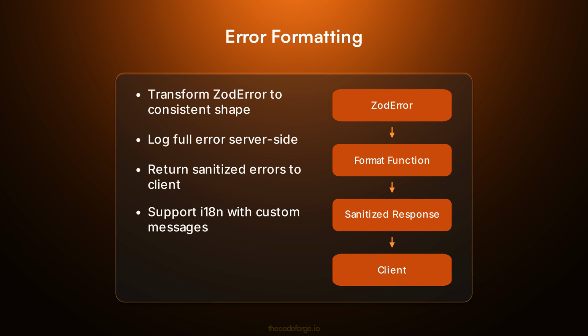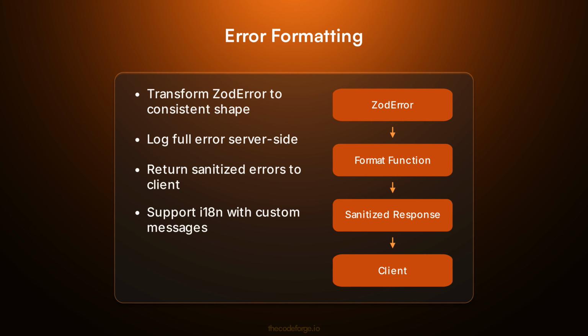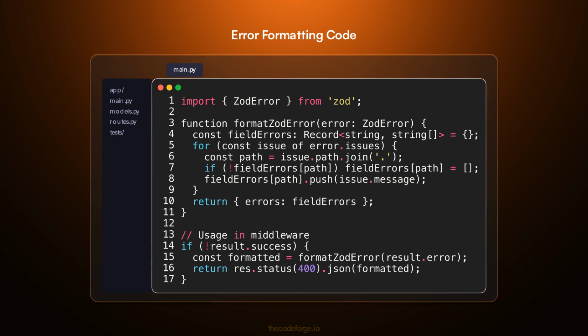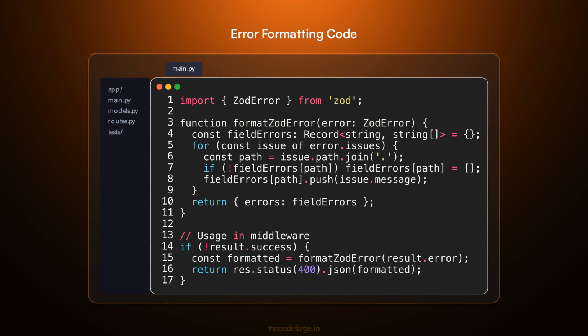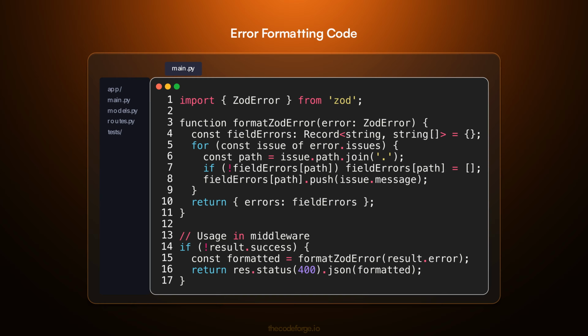Zod's default error format is an array of issues. For production, transform it into a per-field error object. Log the full error for debugging, but return a sanitized version to the client. This function converts Zod issues into a nested object with field paths as keys. The client gets a clean response like errors, email, invalid email.